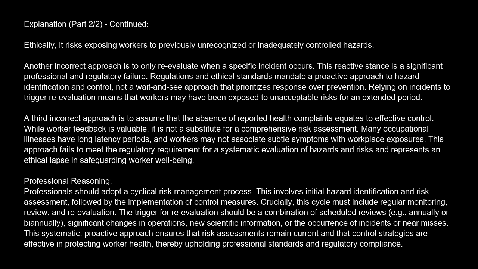Professional reasoning. Professionals should adopt a cyclical risk management process. This involves initial hazard identification and risk assessment, followed by the implementation of control measures. Crucially, this cycle must include regular monitoring, review, and reevaluation. The trigger for reevaluation should be a combination of scheduled reviews, e.g., annually or biannually, significant changes in operations, new scientific information, or the occurrence of incidents or near misses. This systematic, proactive approach ensures that risk assessments remain current and that control strategies are effective in protecting worker health, thereby upholding professional standards and regulatory compliance.